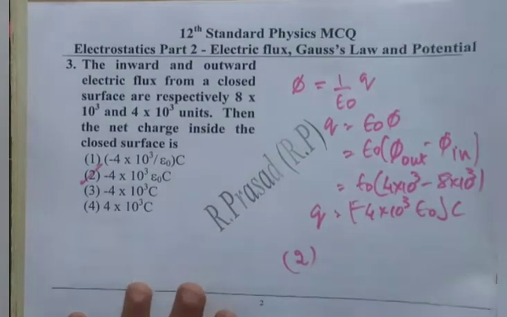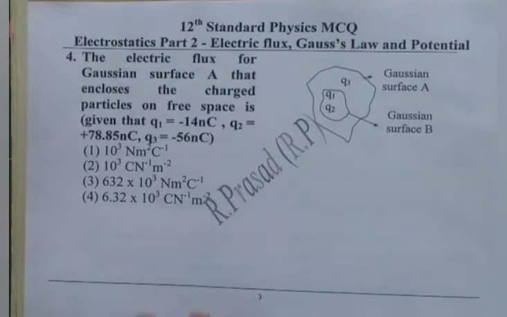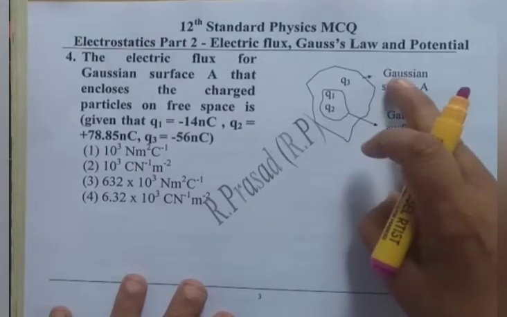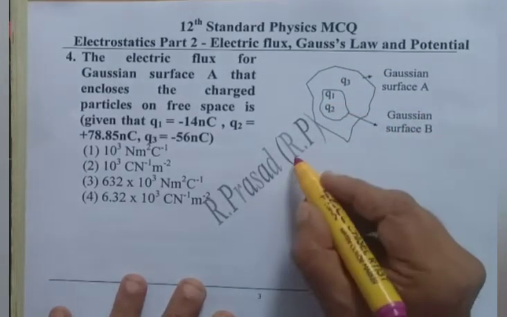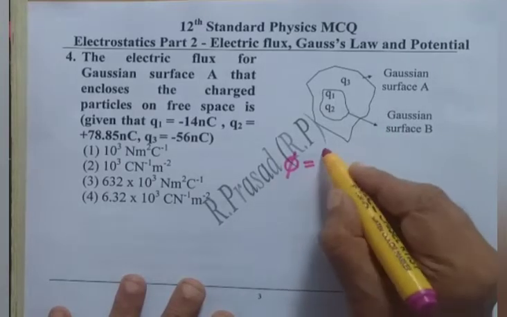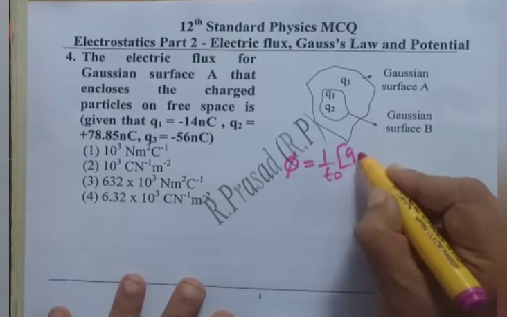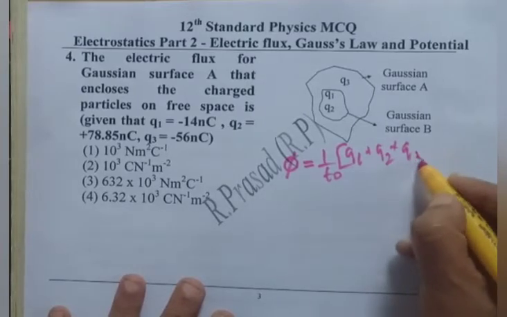We go for the fourth question. The electric flux for a Gaussian surface A that encloses charged particles in free space is given by Q1 minus 40 nanocoulomb, Q2 plus 78.85 nanocoulomb, Q3 minus 56 nanocoulomb. We are asked to calculate the flux. Here the Gaussian surface is the outer surface, and all Q1, Q2, Q3 are inside. So simply according to Gauss law, flux equals 1 by epsilon naught times net charge Q1 plus Q2 plus Q3.